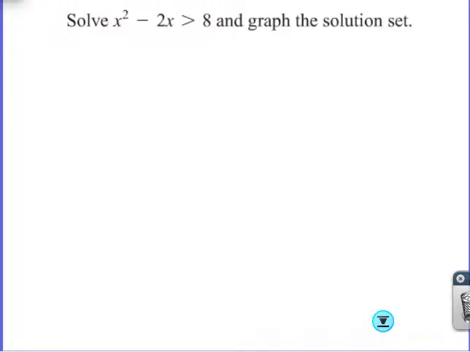Solve x squared minus 2x is greater than 8 and graph the solution set. First thing you need to do is, we don't like greater than 8. We like greater than 0. So move that 8 over. Anytime you have a quadratic equation, make it equal 0. Or make it, in this case, greater than 0.